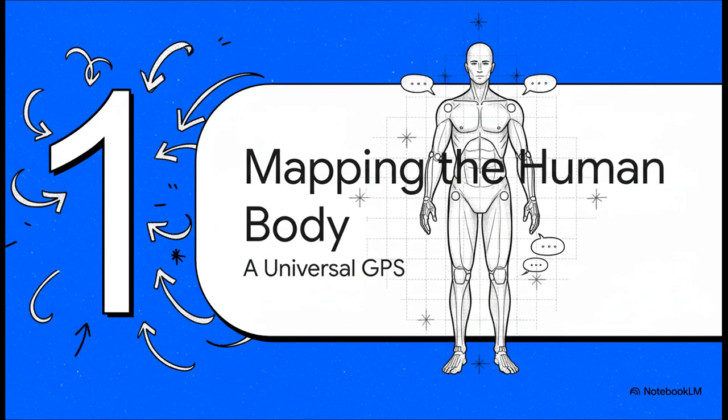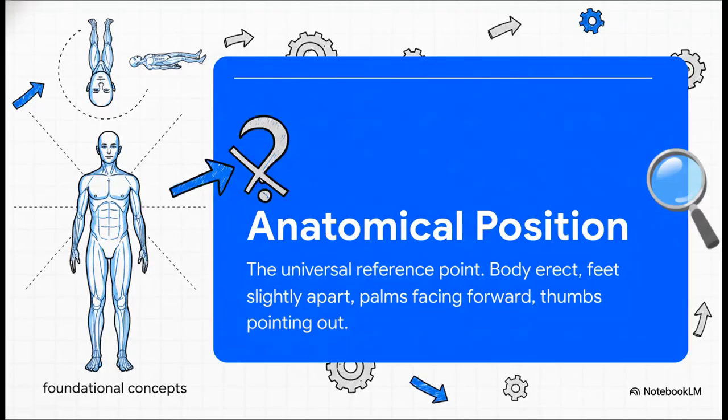All right, first things first, we desperately need a common language. I mean, think about it. Whether you're a surgeon in Tokyo or a paramedic in Toronto, you have to have a universal frame of reference to talk about the body accurately. No room for error. And this is it. This is our universal starting point. It's called the anatomical position, and if there's one thing you master today, let it be this.